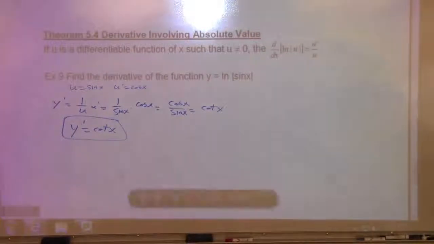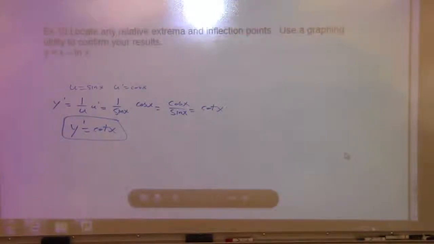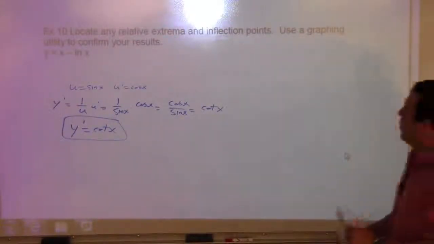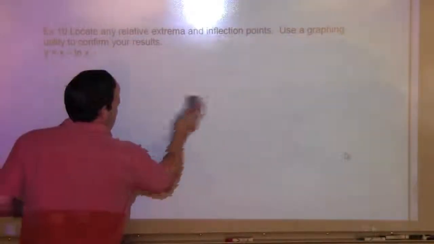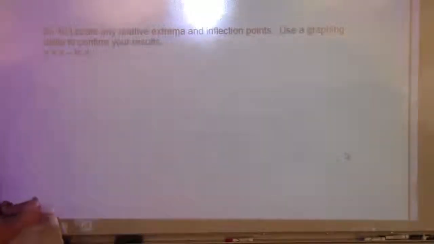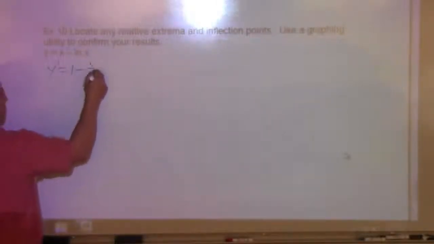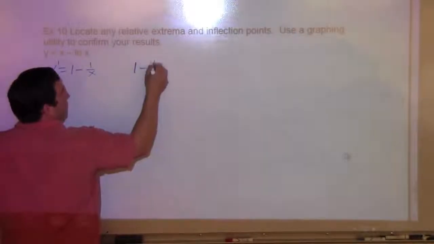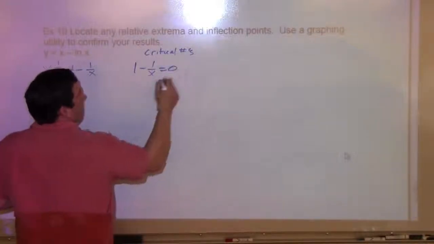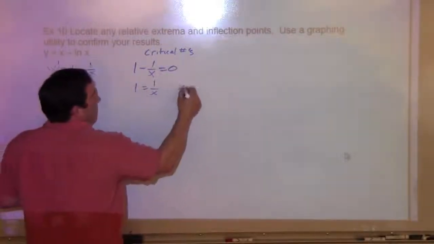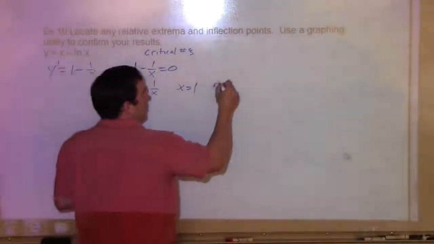Okay, one more example from this section. Locate any relative extrema and inflection points. You can use a graphing utility to confirm your results. y equals x minus natural log of x. So y prime is going to be 1 minus 1 over x. So 1 minus 1 over x equals 0 gives us critical numbers. So 1 equals 1 over x means x equals 1. It's our only critical number. That's a relative extrema.